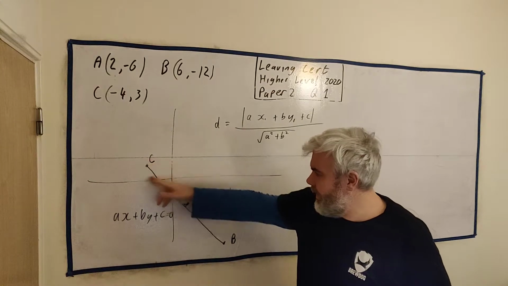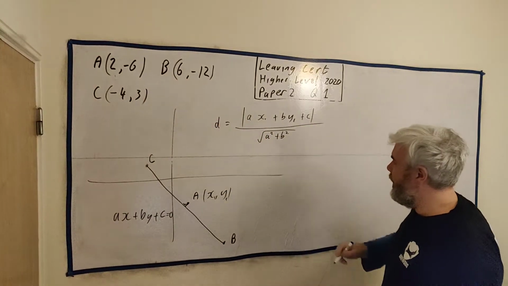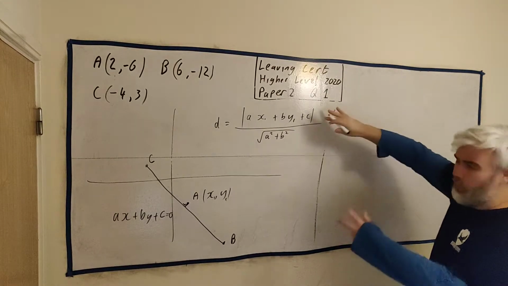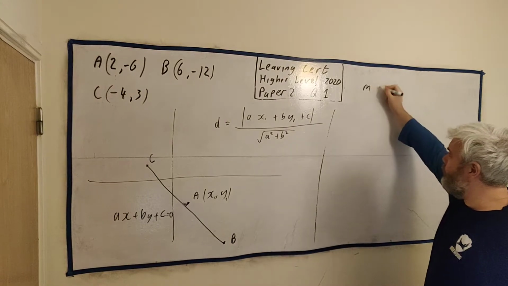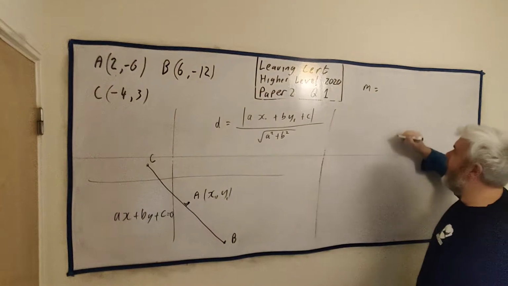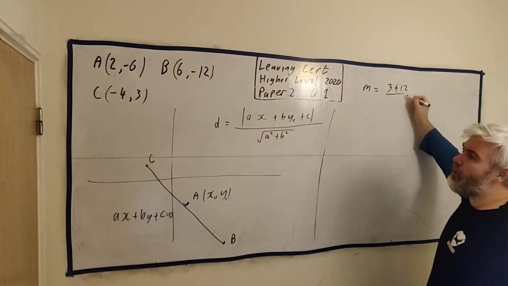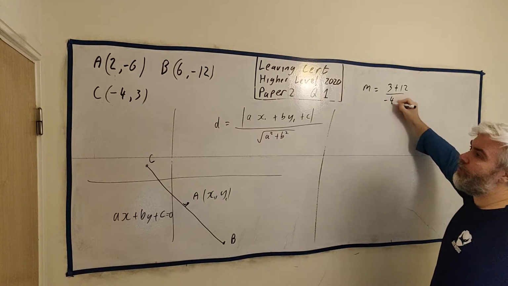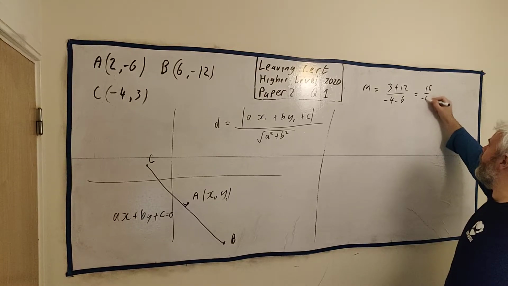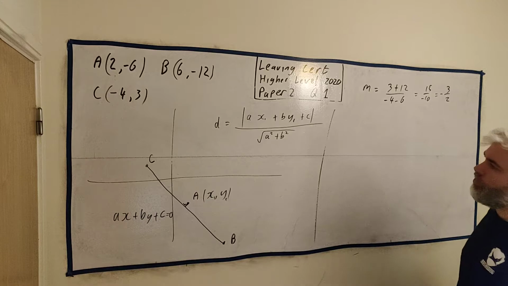So really, I need to get the equation of this line. So I need to use B and C to get that. So to get that, I need to find first the slope. I won't bother writing all the formulas down. Some we're very familiar with. So the slope between B and C, I'll take 3 minus minus 12, which is plus 12, and I'll take minus 4 minus 6. That's 15 over minus 10, which is, I guess, 3 over 2. Or sorry, minus 3 over 2.